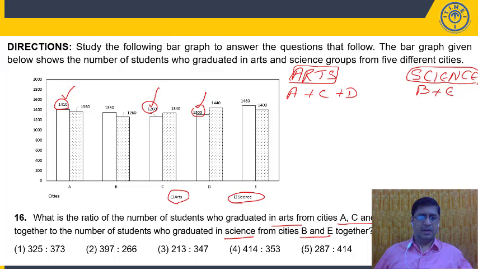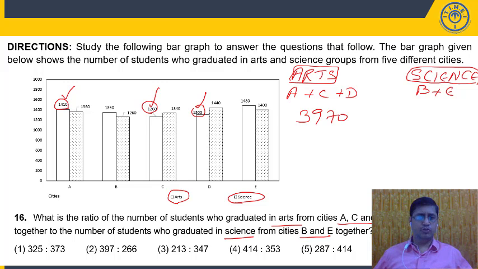1300. 1300 plus 1200 is 2500. 2500 plus 1400 is 3900. 3900 plus 70. So what is the result? 3970.